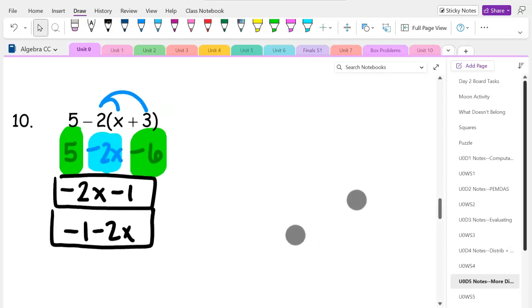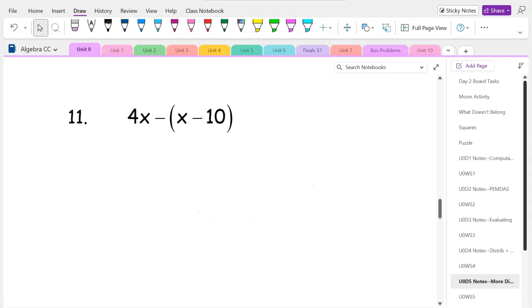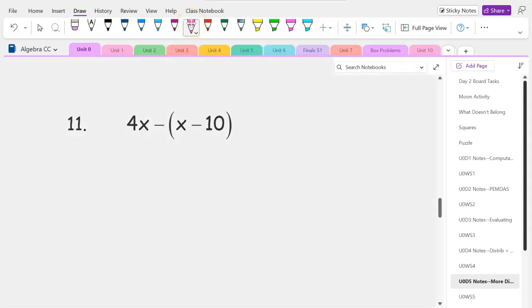Now, number 11 is very similar, but instead of having a number in front of the parentheses, it looks like there's nothing there. There actually is, though. There's really an invisible one, if I can write it. Come on, computer, you can do it. There we go. Okay. So you are distributing a negative 1.